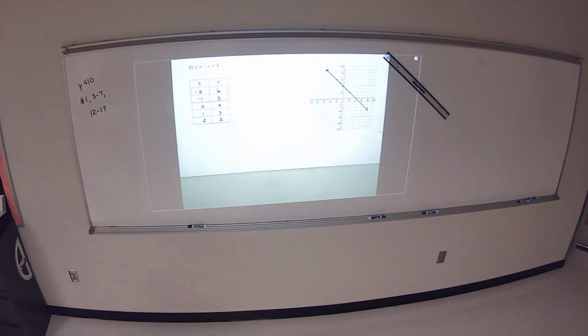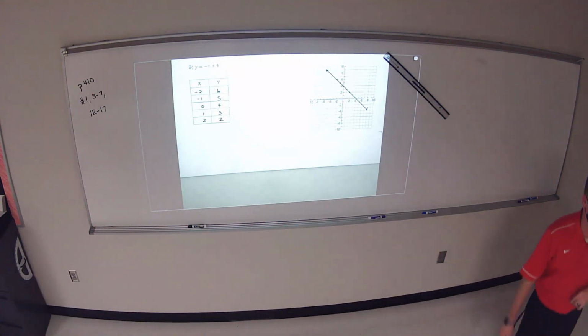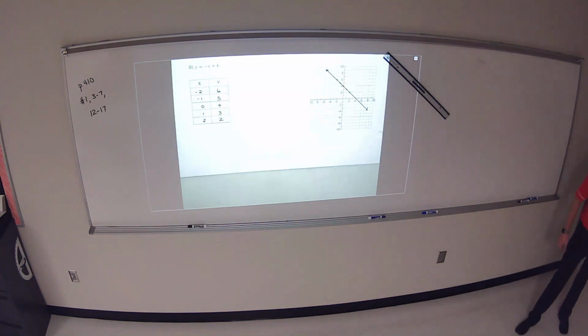All right, this is a rather large lesson. You'll notice that there's actually 3 pages of notes that go with this. We're going to get into page 3 tomorrow.